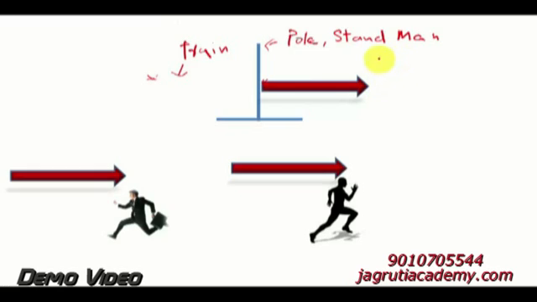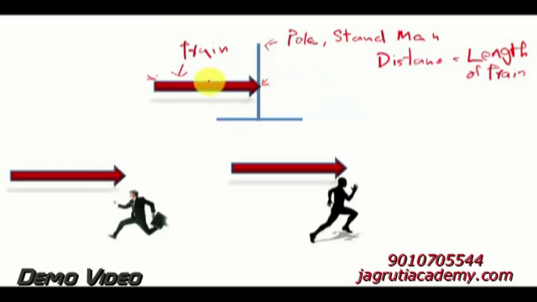Therefore, in this case, distance is equal to length of the train. Okay. Suppose the length of the train is 200 meters. Let's take this as 200 meters. And it travels with 20 meters per second. Can you find out what time will it take to cross the pole?